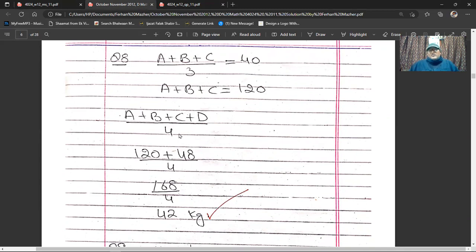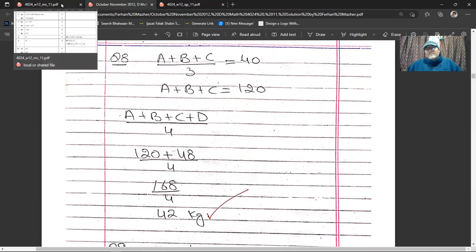Then we have the 4 boys, A, B, C, and D, and I want to find out their mean. So I will divide the sum of their masses by 4. A plus B plus C is 120, and D's mass is 48. So 120 plus 48 is 168, divided by 4. So that will be 42 kg.